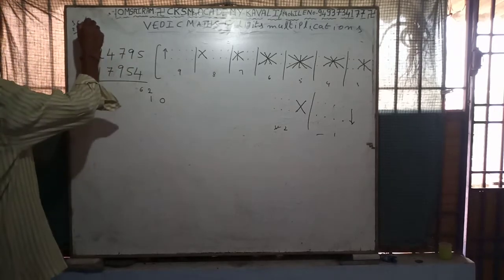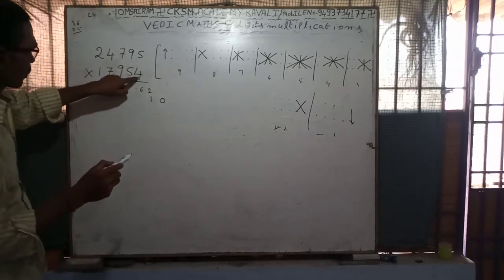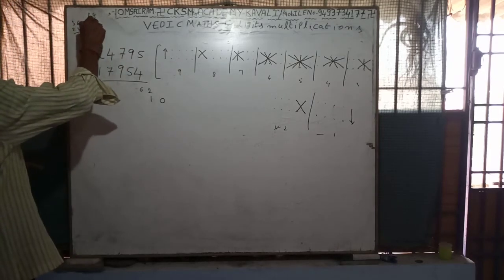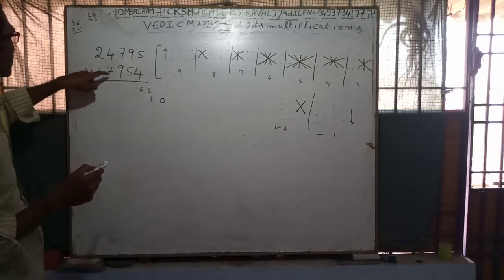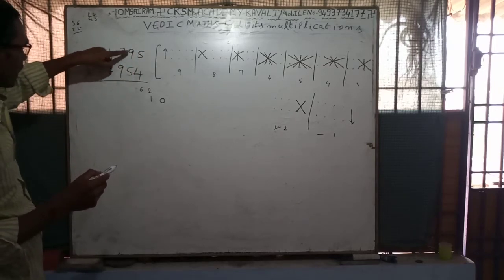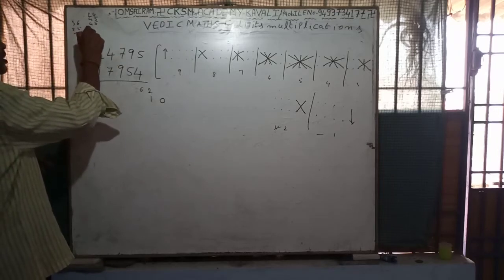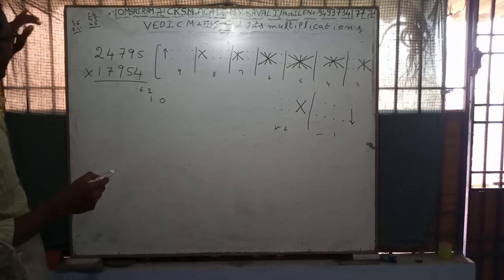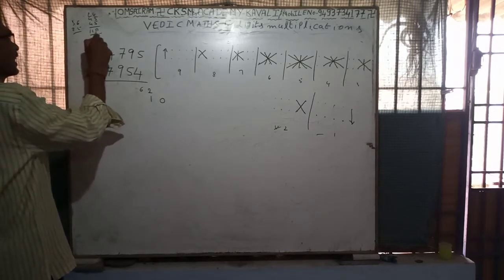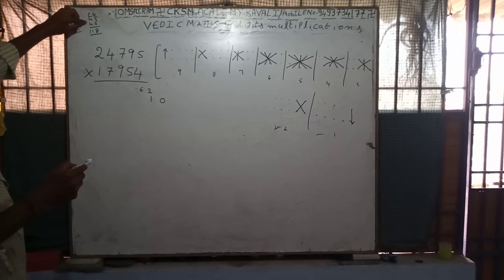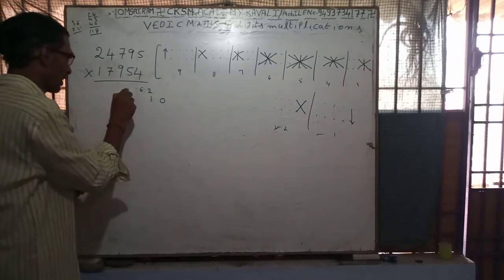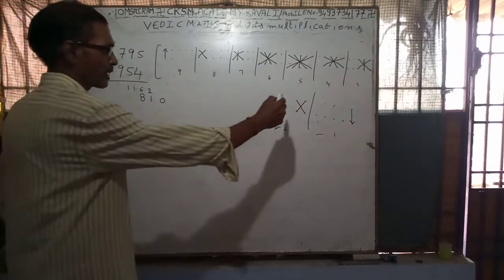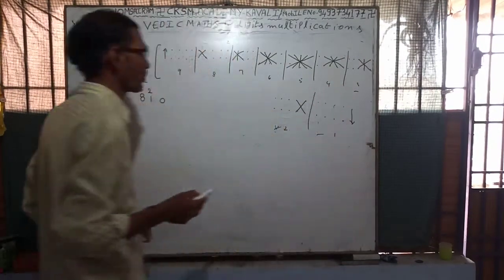Next we go to the third step. 7 4s are 28. 9 5s are 45. 9 5s are 45, here also 45. 45 plus 45 is 90. 90 plus 28 is 118. So 118, here we write 118. The third step is over. Next we go to the fourth step.